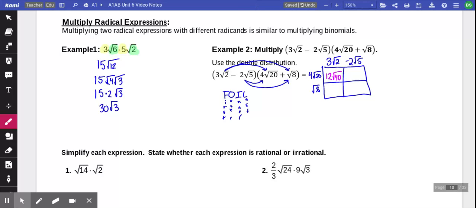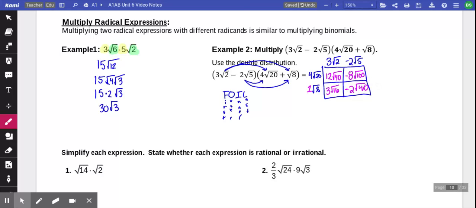Then I'll move on to the right here. 4 times negative 2 is negative 8. Radical 20 times radical 5 will be radical 100. Then 3 radical 2 times radical 8. Technically, remember, there's a 1 out front here, so this would be 3 radical 16. And then finally, this would be negative 2 radical 40.